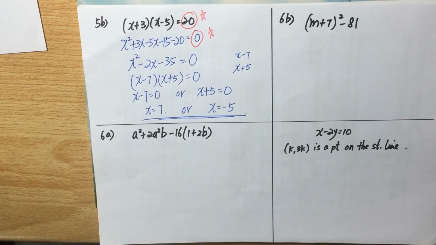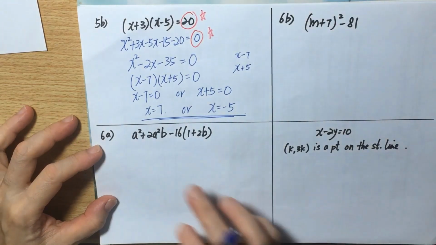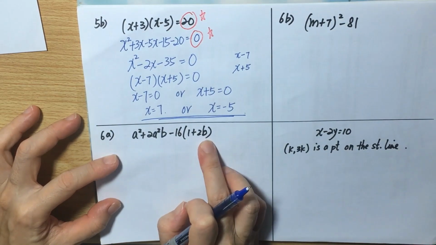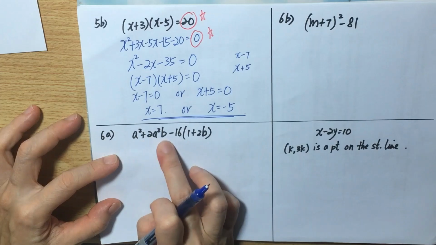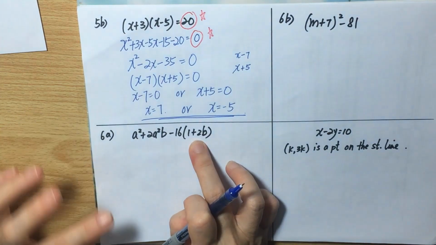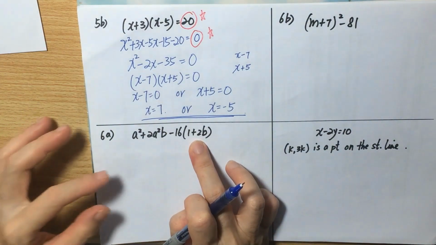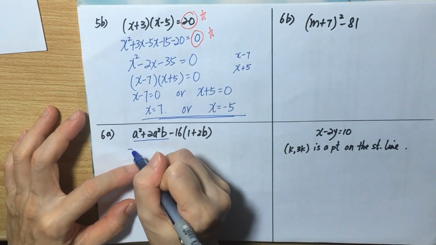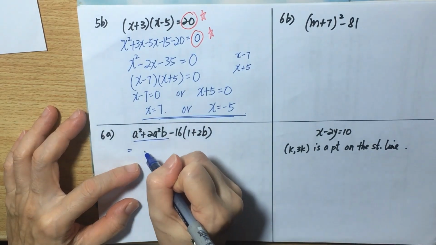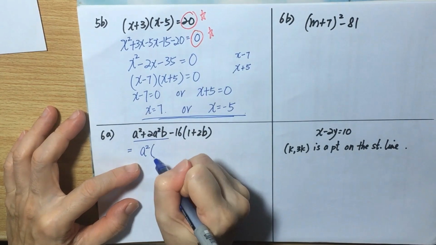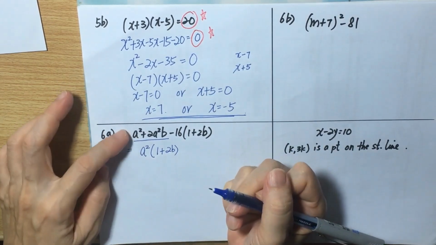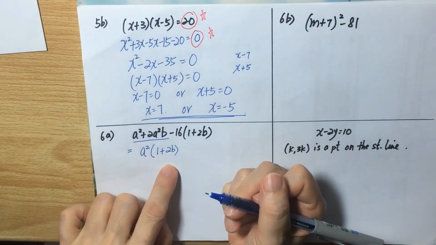Question 6a, to factorize again. You see that this part is already factorized. So I need to factorize this one. Please don't go and expand. Expand is the reverse of factorization. What we need is to check these two. What is the common factor? You can see that the common factor is a squared. So you're going to have 1 plus 2b from these two terms. I factorize to this.